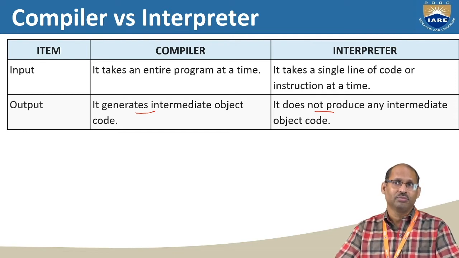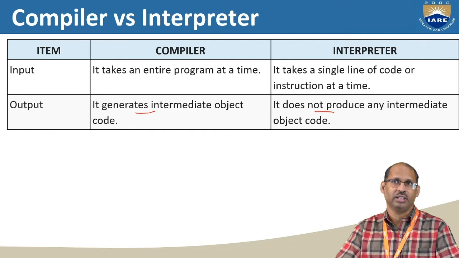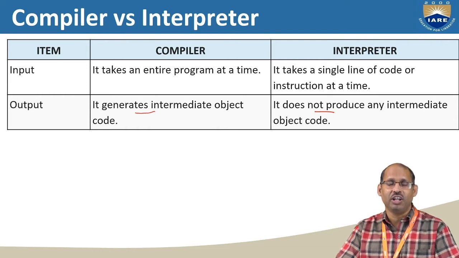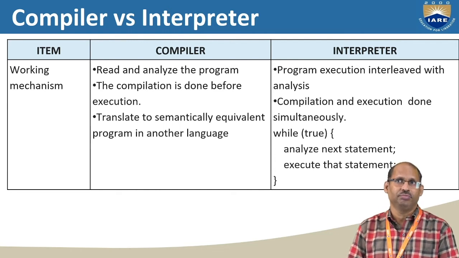Simply it will interpret the current instruction. Here the output, the compiler generates the intermediate object code. Right? It converts high level to low level. But interpreters will not convert. The high level source program will stay as the high level source program only. It doesn't change from one form to another. It avoids the conversion headache of one form to another. So here, the working mechanism.